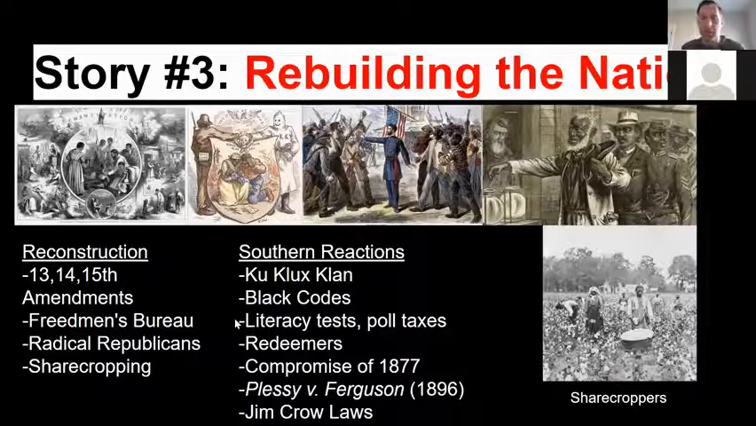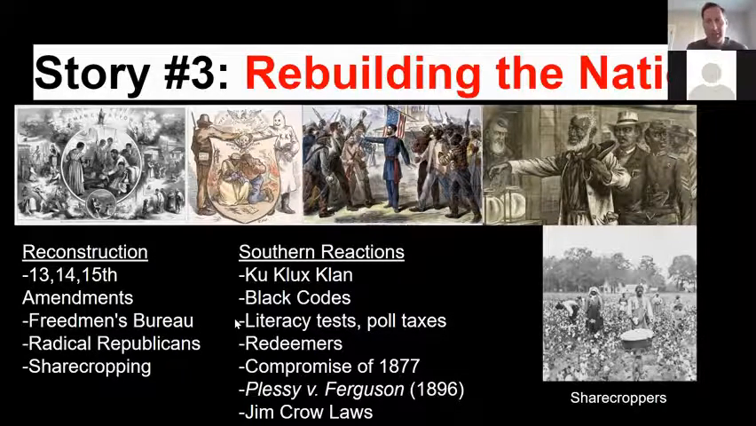Now, Congressional Reconstruction is important because it makes a lot of changes to the rights of African Americans, especially, and the role of government. So out of Reconstruction, we see a number of important amendments that you have to know. There's the Reconstruction Amendments, must know: the 13th, 14th, and 15th Amendments.